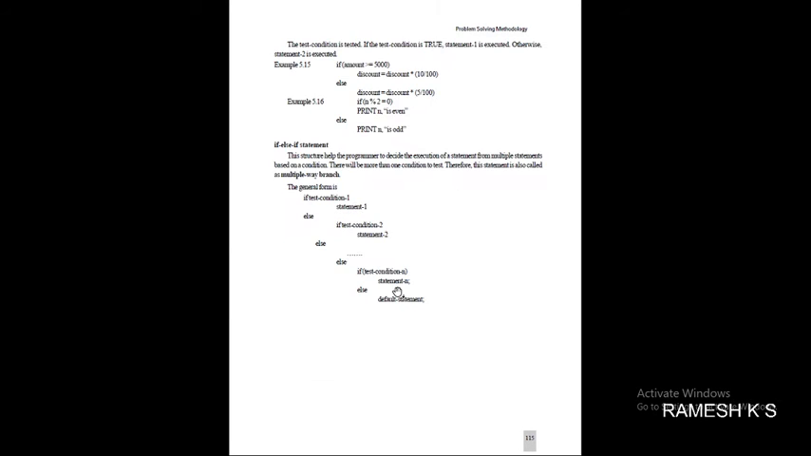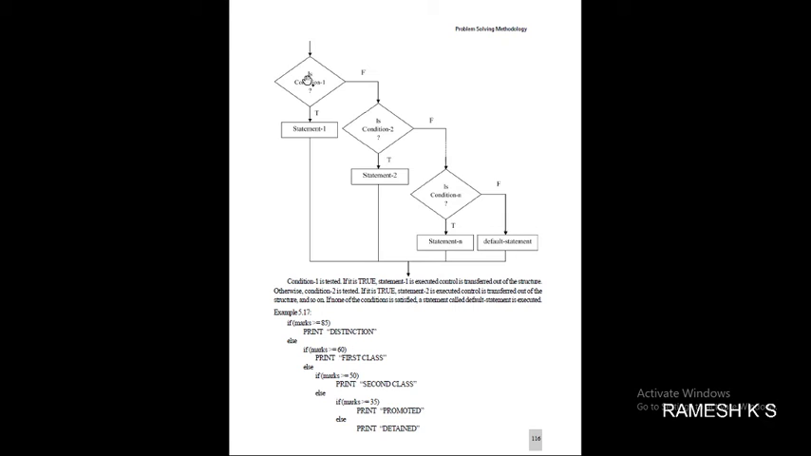Let us move on. If this condition is true, statement 1 will be executed. If the condition is false, it will check condition 2. If that is true, statement 2 is executed. If it becomes false again, it will check another condition, up to the nth condition. If the nth condition is true, the nth statement will be executed. If the nth condition is false, the default statement will be executed. This is the best example for the if else if statement. Condition 1 is tested, and if it is true, statement 1 will be executed. You can understand this example very easily.